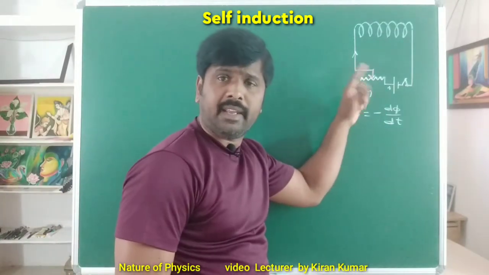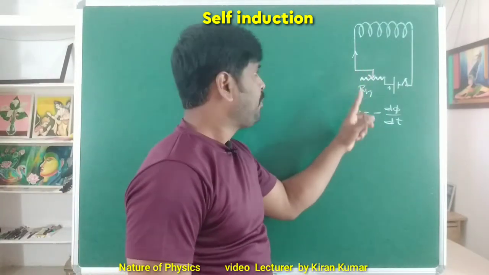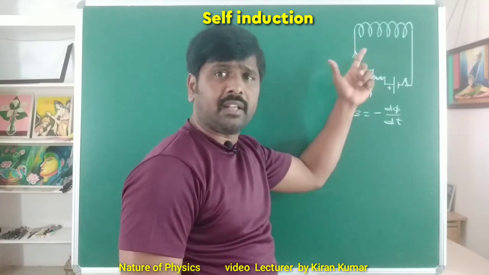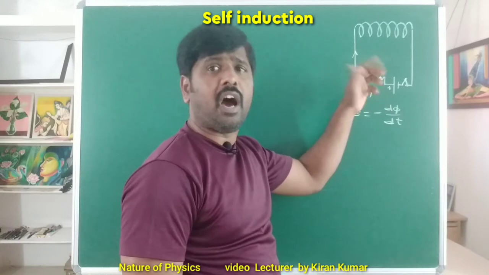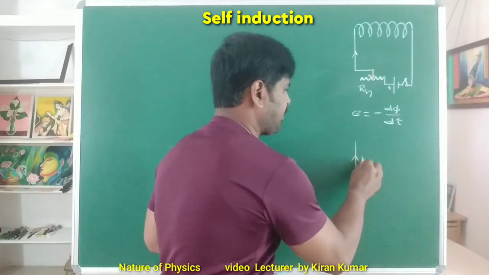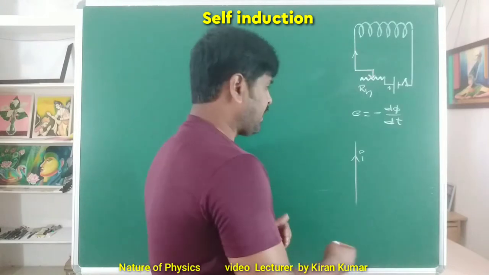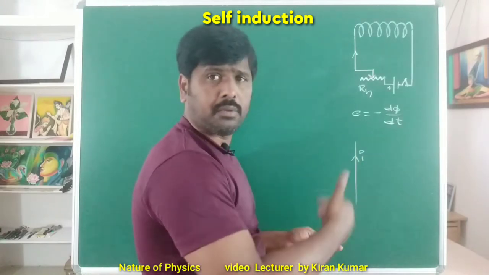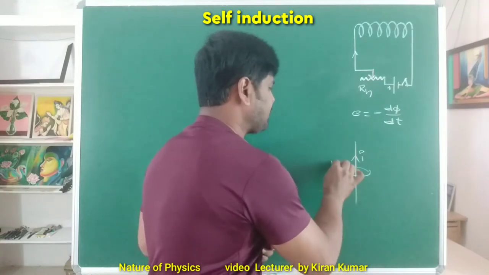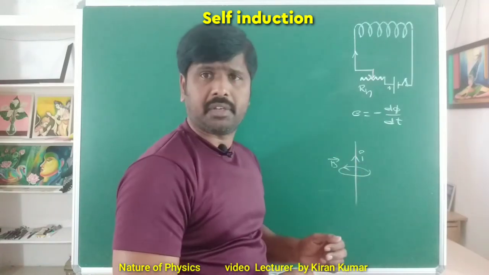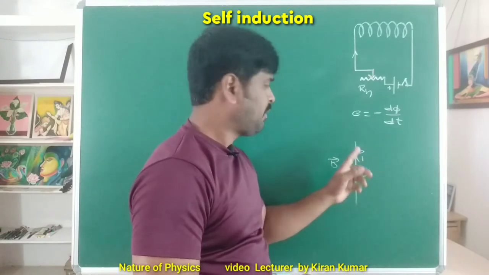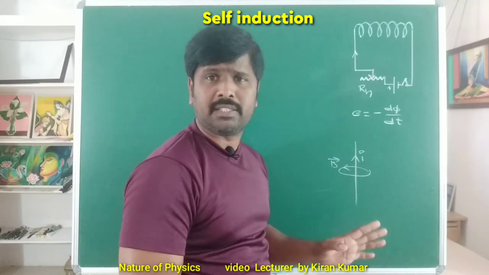Whenever the current increases or decreases with the help of a rheostat, the magnetic field it produces also changes. For example, this is a current-carrying conductor. When current passes through the conductor, according to the right-hand thumb rule, a magnetic field is produced in the anti-clockwise direction. When current increases, the magnetic field increases. When current decreases, the magnetic field decreases.